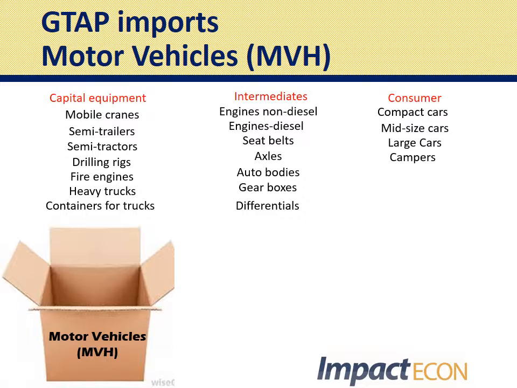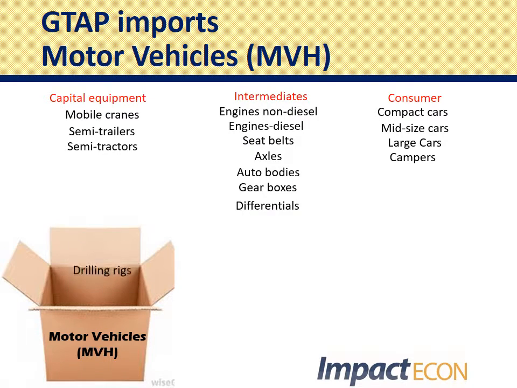The GTAP motor vehicle category includes containers for trucks, heavy trucks, fire engines, drilling rigs, semi-tractors, semi-trailers, mobile cranes, all goods which are unlikely to be sold to consumers or used as business intermediates. In fact, according to the UN System of National Accounts, these goods are capital equipment.